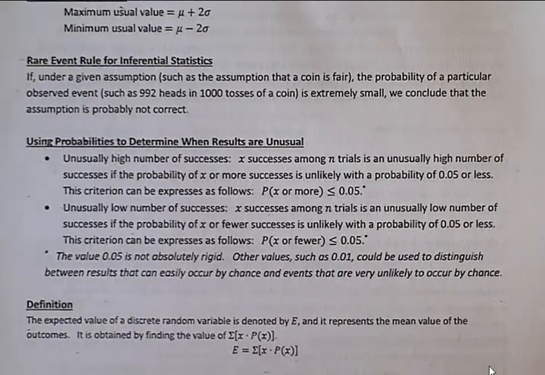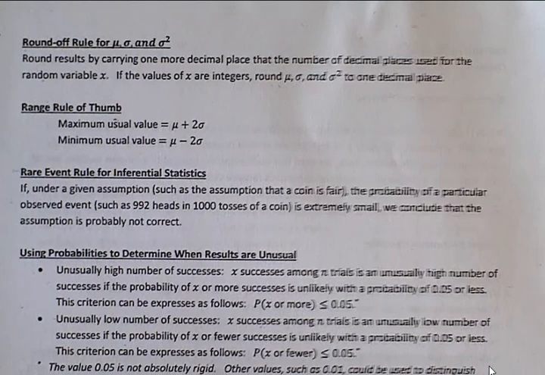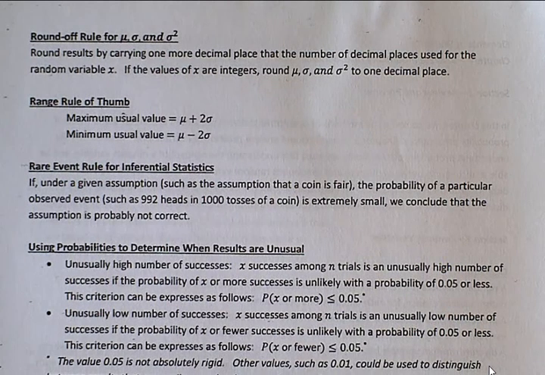Once we have those values, okay, the round off rule for mean, variance, and standard deviation, just like we said before, with these three measurements, you always take the measurement one more decimal place than the values of each random variable. So if the random variables are integers, then you're going to go one decimal place. If all of the integers are one decimal place, then you're going to go two. So always one more than what the original values contain.